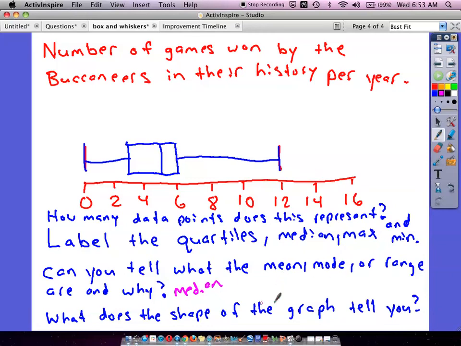And then what does the shape of the graph tell you? What does the shape of this graph tell you about the history of Buccaneers football as far as their wins per season? Take a second, stop this, answer all these questions as best as you can, then start the video back up and we'll see how you did.